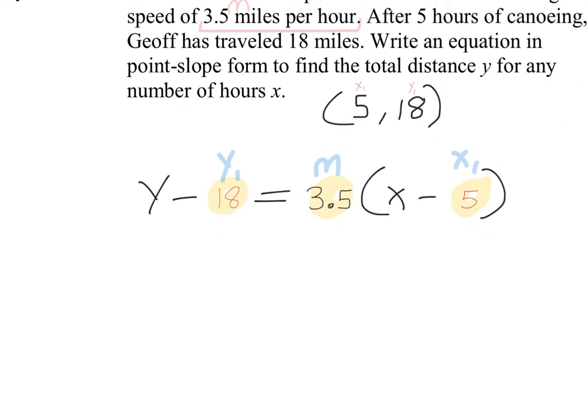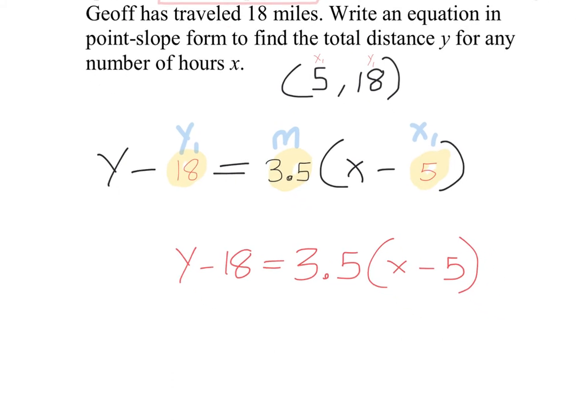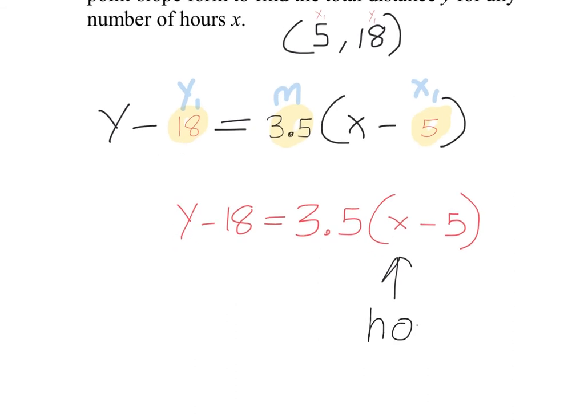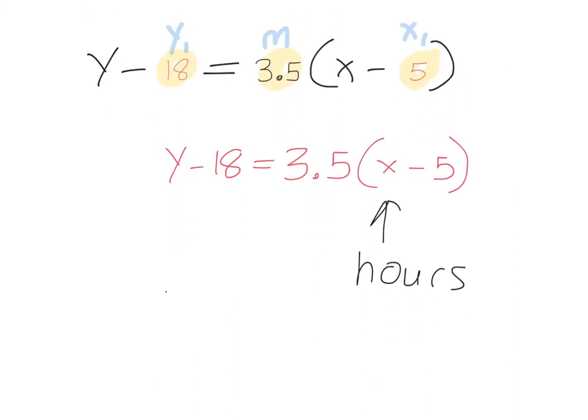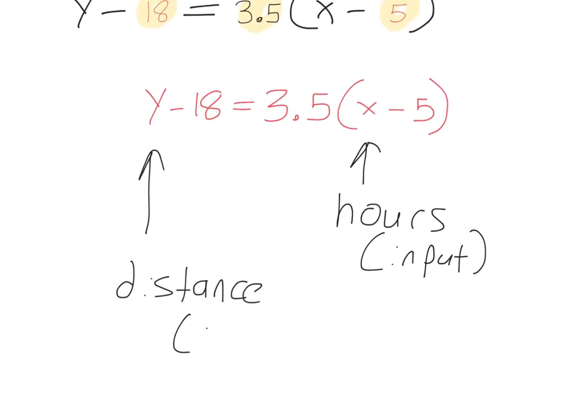That's done. That's the final equation. Y minus 18 is equal to 3.5 times x minus 5. That is a linear equation that models this situation. I could now plug in any number of hours x, all right, I could plug in here any amount of hours, and it would tell me how far we have traveled. All right, because hours would be my input, and that distance would be our output.